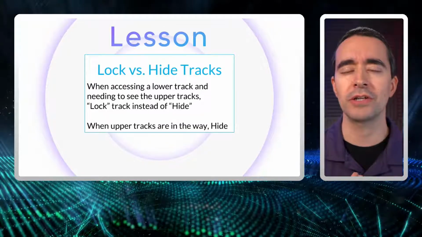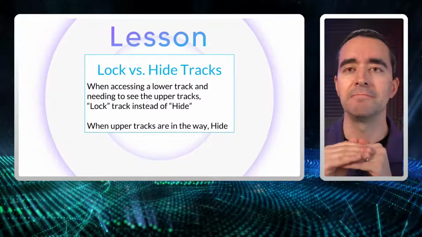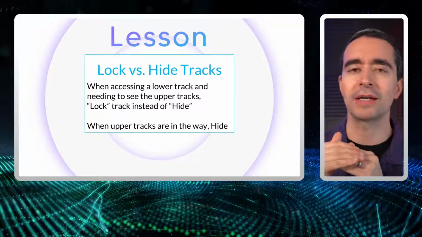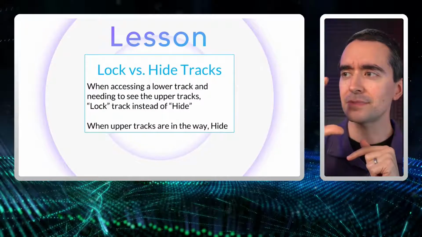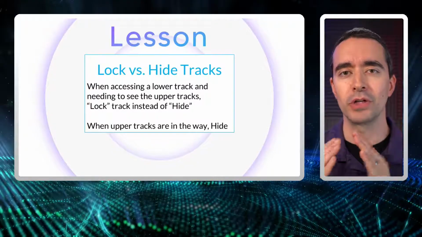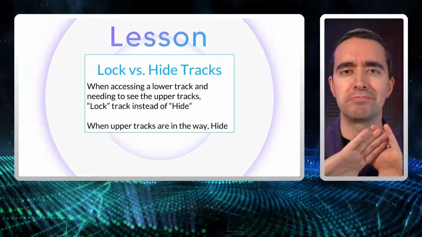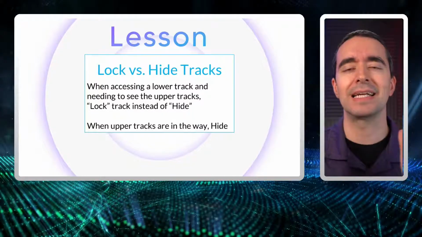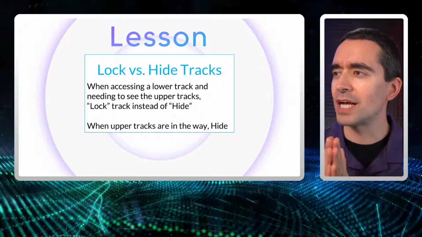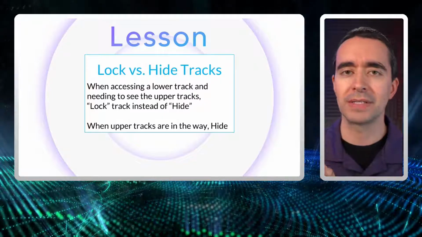So in this particular video that I was working on, there were some tracks above, and what I was doing was hiding a track. It might be better for you to lock the track instead. I just tend to hide because I'm like, just get everything else away, just get rid of everything and let me see the thing that I need. That isn't always the best way to do things. So let me just read this real quick. When accessing a lower track and needing to see the upper tracks, you can choose lock instead of hide.